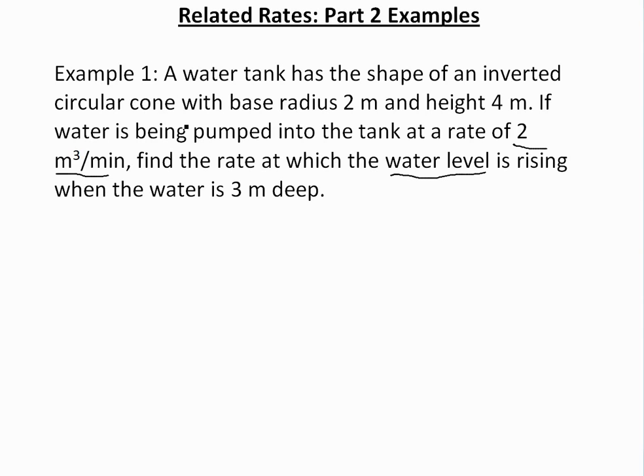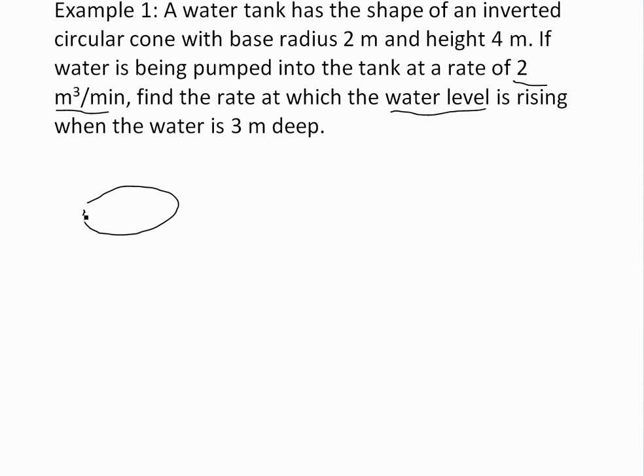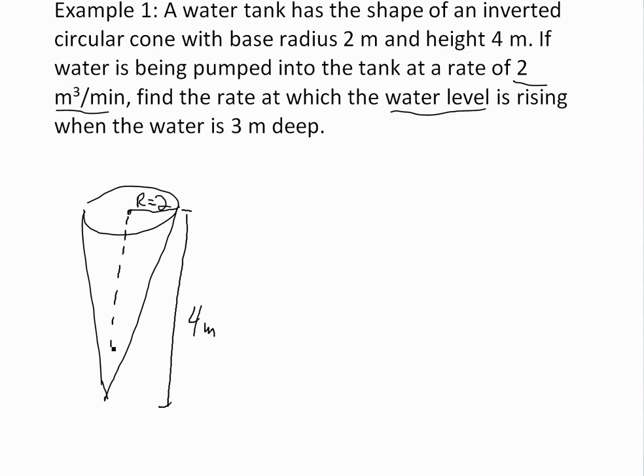So we could start off by drawing what this is. A water tank is the shape of an inverted circular cone. Inverted means upside down, so it's going to be something like this. We'll have a cone like this. Circular just means the top is a circle. Then the radius is 2, so let's say r is 2. And also the height is 4. So this height here is 4 meters, all the way down here.